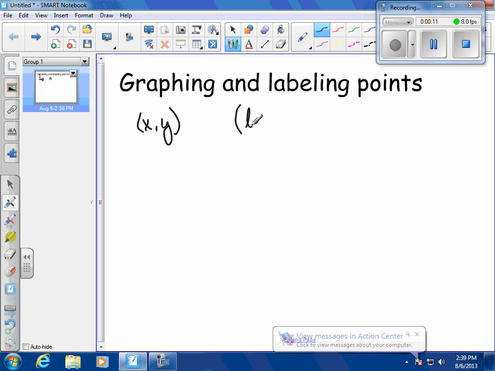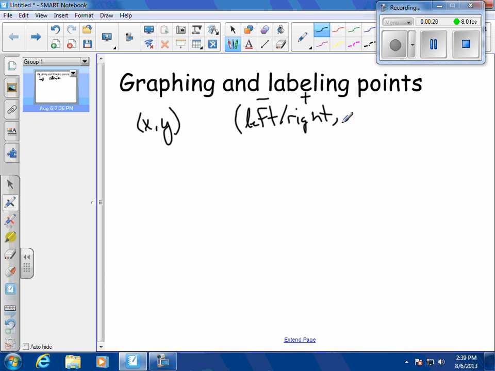X's mean you're going to be going left or right. Negatives will be left and positives will be right. And so in the next form, in your y, you will have up and down. Up will be positive and down will be negative.